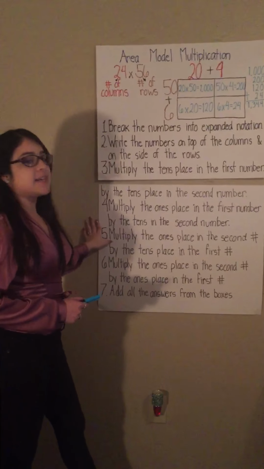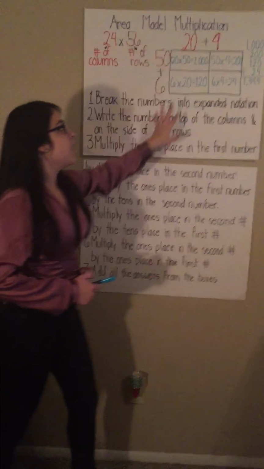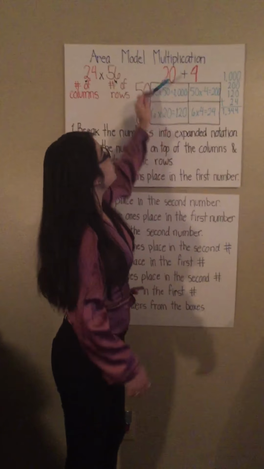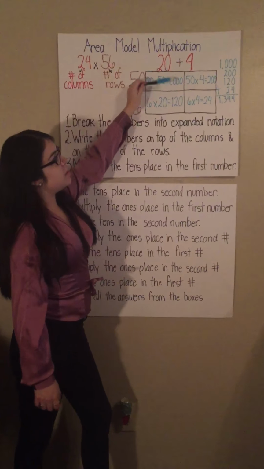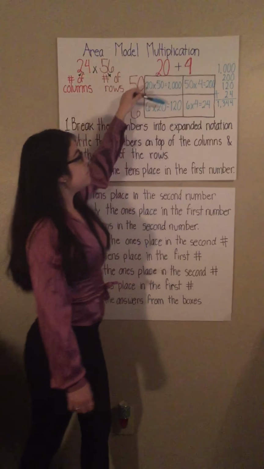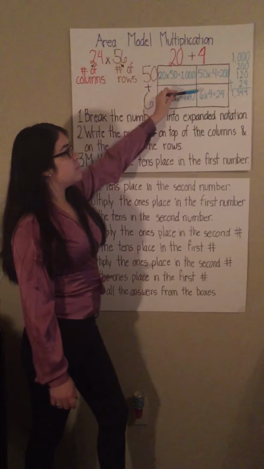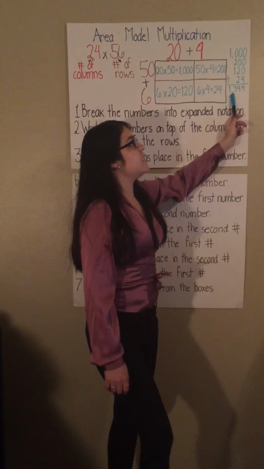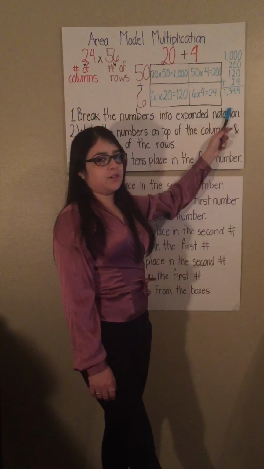So our last step is going to be to add everything together, everything that's in the boxes. So we do 1,000 plus 200 plus 120 plus 24. And that's going to be our answer, which is 1,344.